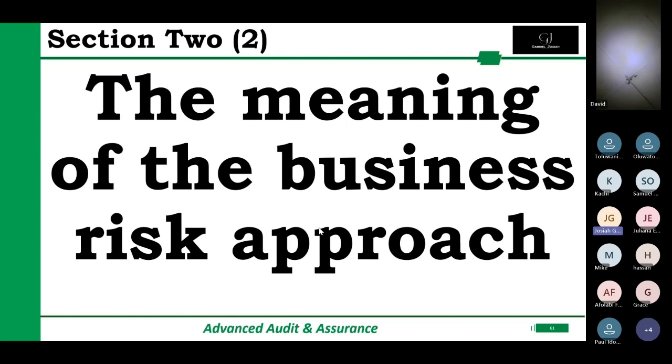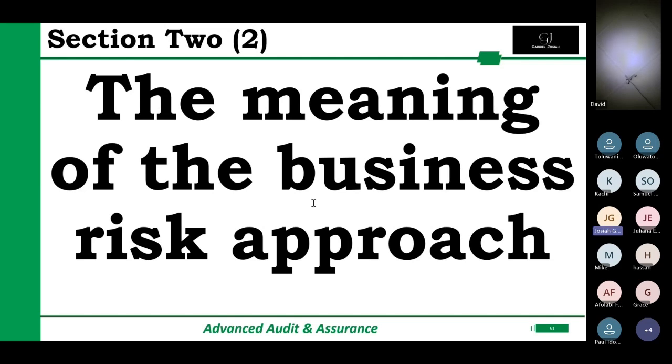The business risk approach is much wider and more holistic. And that is why ISA 315, speaking to identifying and assessing the risk of material misstatement through understanding the entity and its environment, is the international standard that guides the auditor in obtaining an understanding of the entity, which is very, very important. Obtaining an understanding of the entity's business model, operations, ownership, governance, and the likes.